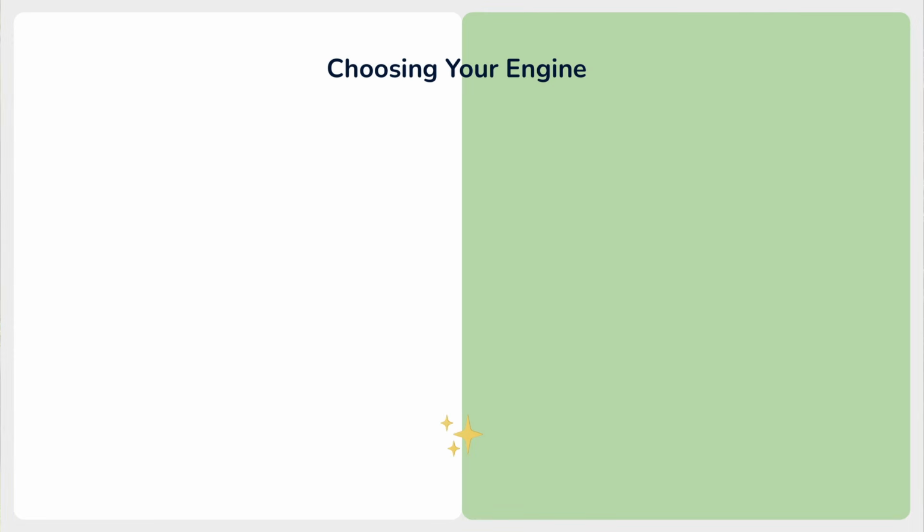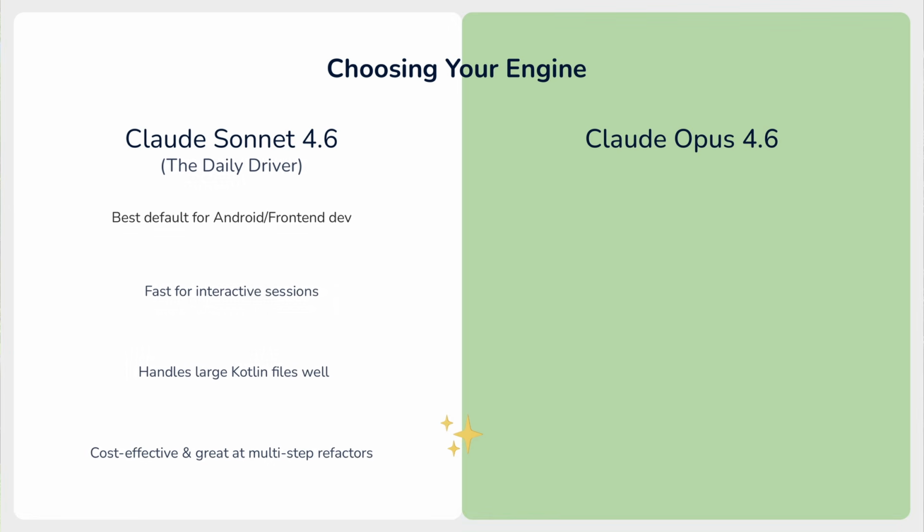Choosing your engine. Nowadays, I mostly use Claude Code, and there are 2 models I switch between, Sonnet and Opus. Sonnet is my daily driver. It is fast, it is cheap enough to use all day, and it handles large Kotlin files well. For most of my interview sessions, small refactors, writing a new view model, fixing a bug, Sonnet is the right choice.